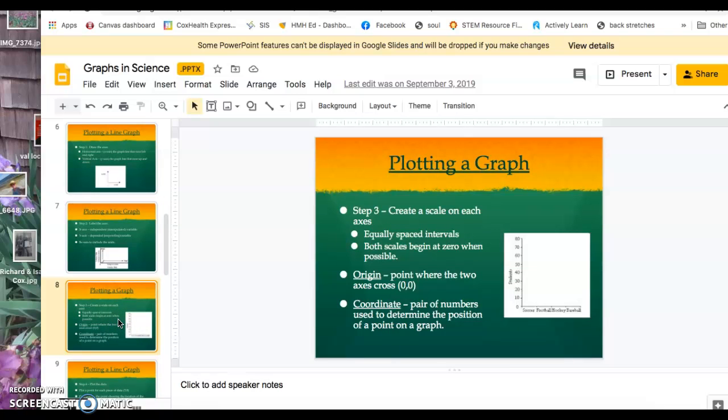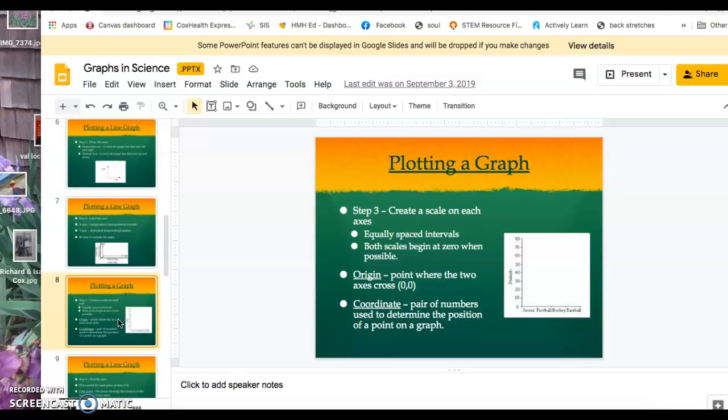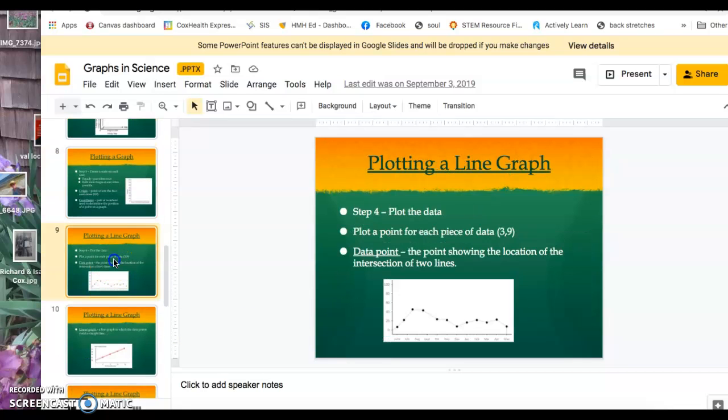You need to create a scale on each side. That would be your intervals. Make sure that they're equally spaced per axis. They both have to start at 0. Don't give me that stuff where you say, oh, the first 50 don't count. No. They must start at 0 because that's the intersection for the x and y axis. That's the coordinate, the pair of numbers that determine the position of the point.